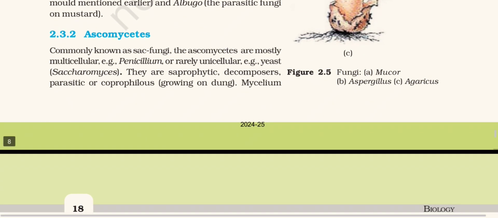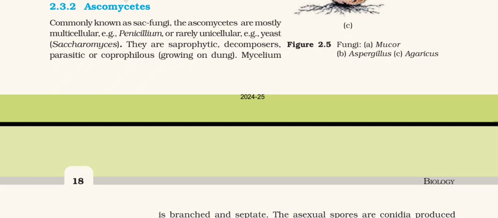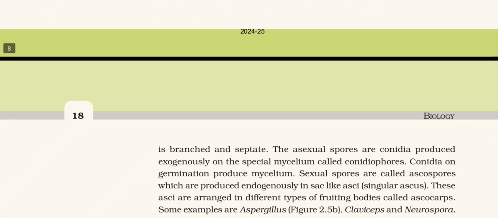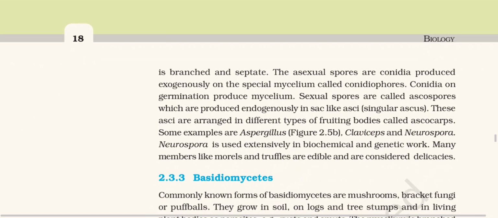2.3.2 Ascomycetes. Commonly known as sac fungi, the Ascomycetes are mostly multicellular, e.g., Penicillium, or rarely unicellular, e.g., yeast (Saccharomyces). They are saprophytic, decomposers, parasitic or coprophilous, growing on dung. Mycelium is branched and septate. The asexual spores are conidia produced exogenously on the special mycelium called conidiophores. Conidia on germination produce mycelium.